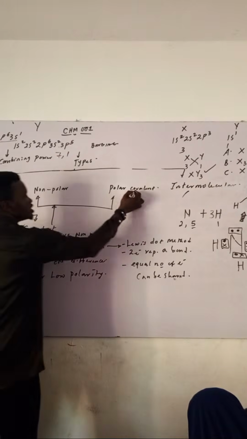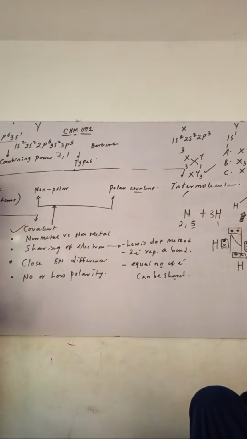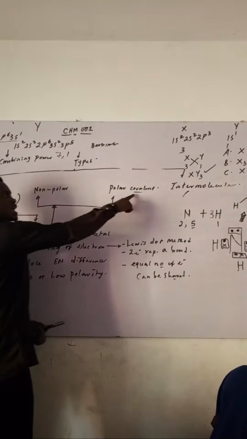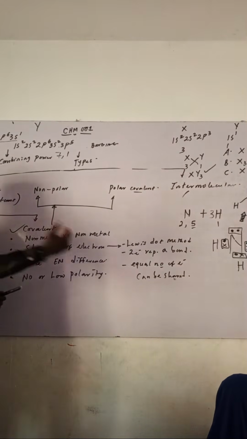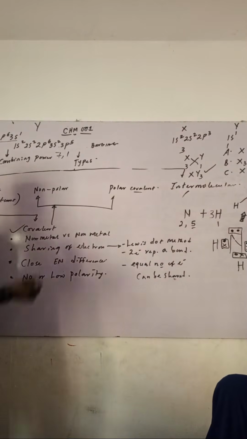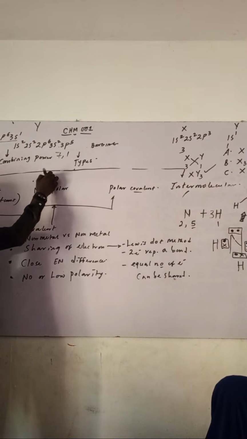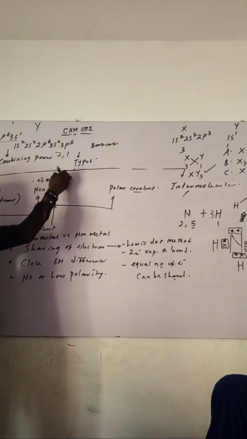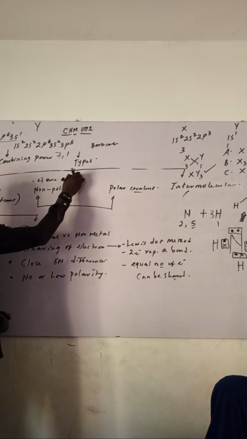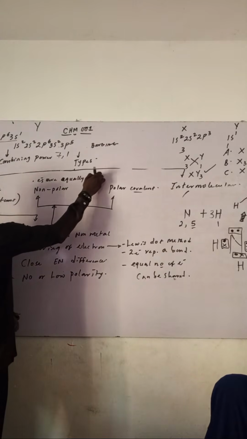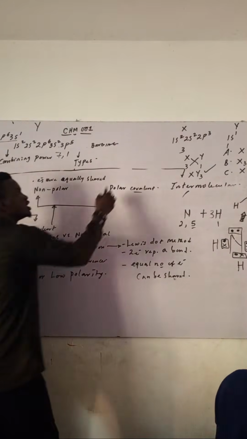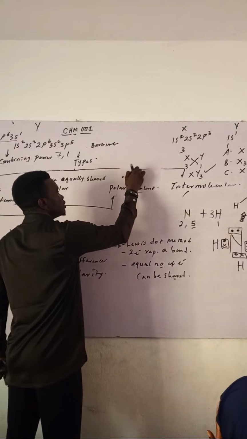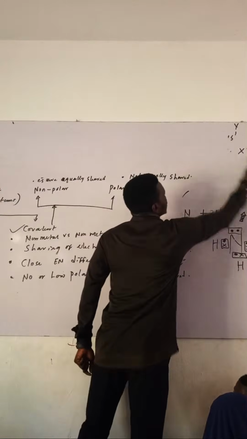Covalence simply means they will share electrons. But those electrons they are sharing, is it equally shared or does one gain more than the other? When the electrons are equally shared, then you say that you have non-polar. When the electrons are not shared equally, it is polar.